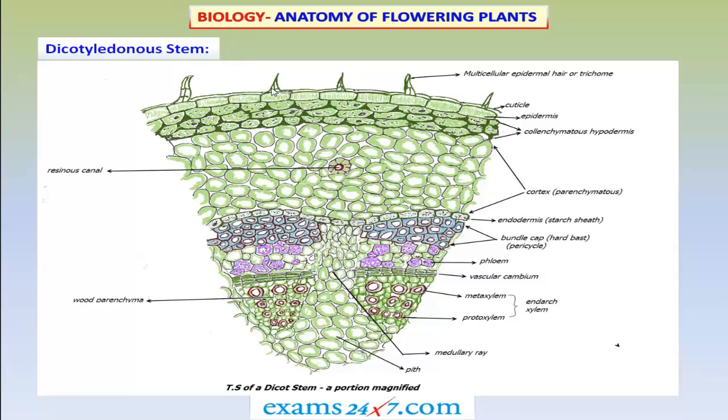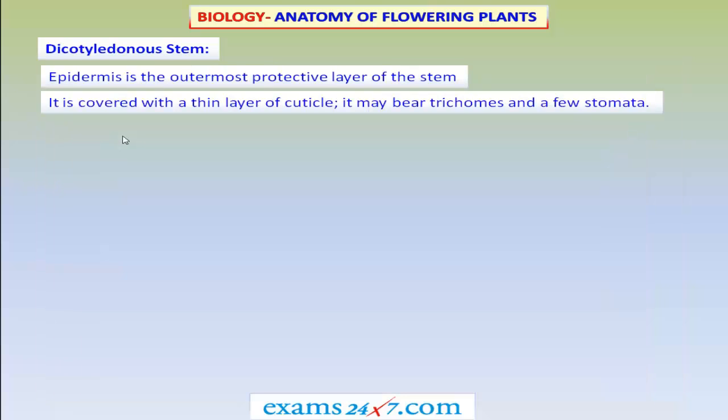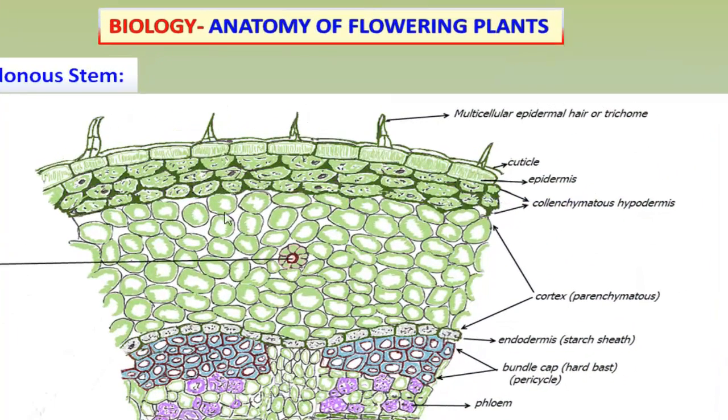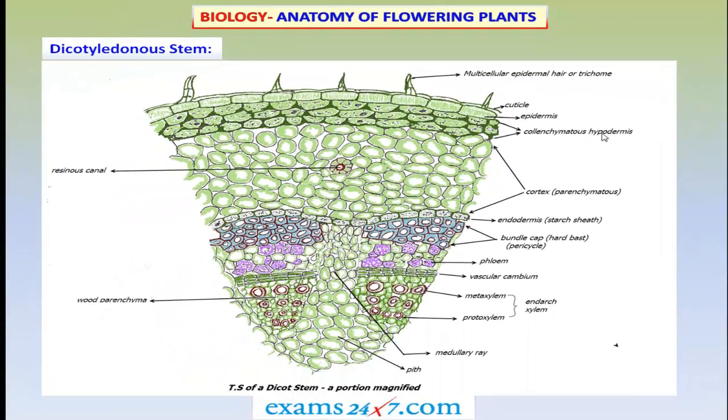Next to the epidermis, in the dicot stem, we can see a few layers of thick-walled collenchymatous cells constituting hypodermis. It provides mechanical strength to the plant body, and this hypodermis, comprising of collenchyma, consists of all living cells which in herbaceous plants are capable of performing photosynthesis.